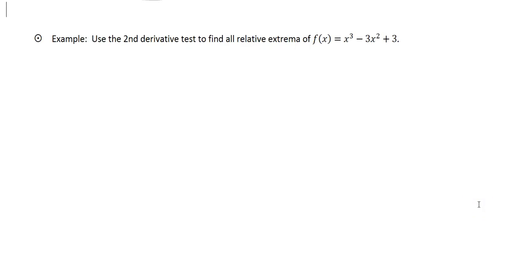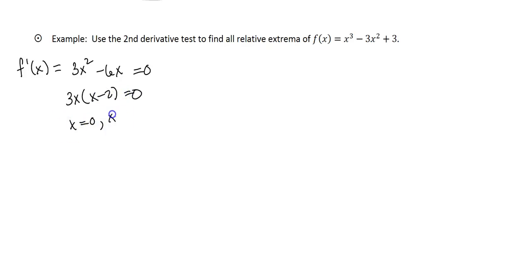So we're going to do another one of these. I'm going to start by finding f prime of x, which would be 3x squared minus 6x, and I'm going to set that equal to 0. So I'd factor out the 3x and have x minus 2. So I get x equals 0 and x equals 2. Those are my critical values, or my critical numbers.